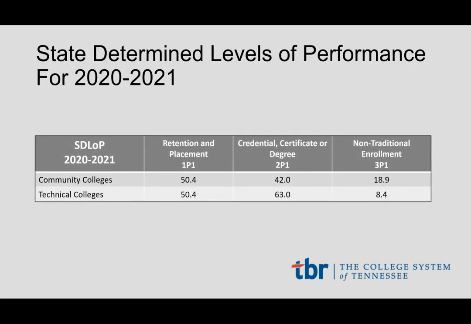For community colleges, the following goals have been determined. Retention and placement, 50.4%. Credential, certificate, or degree, 42%. And non-traditional enrollment, 18.9%. For technical colleges, the following goals have been determined. Retention and placement, 50.4%. Credential, certificate, or degree, 63%. And non-traditional enrollment, 8.4%.